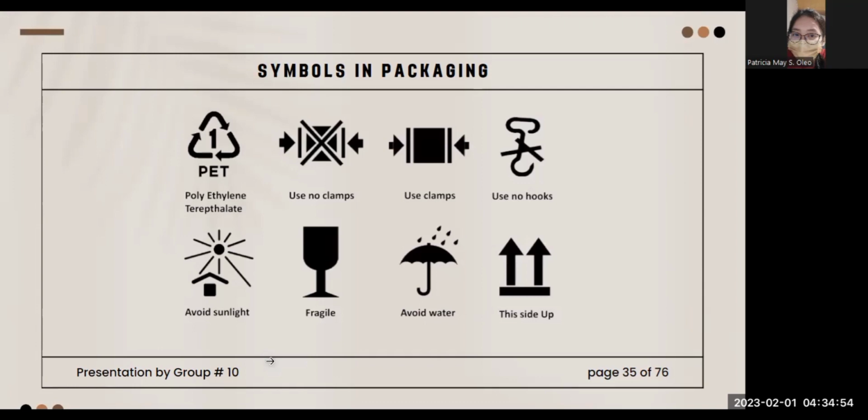Avoid sunlight. Some food or products should avoid storing near direct sunlight because light and warmth promote bacterial growth. So keeping a product out of sunlight will help it to stay fresher and longer. Next, fragile means babasagin. So it should be handled with care then.